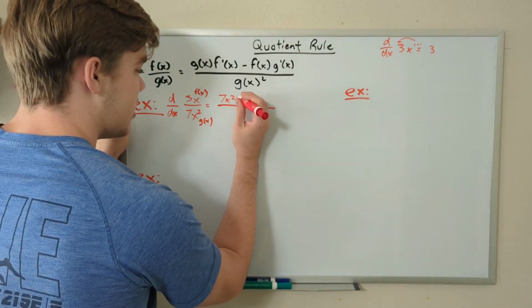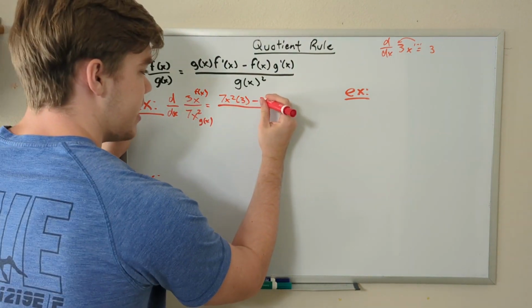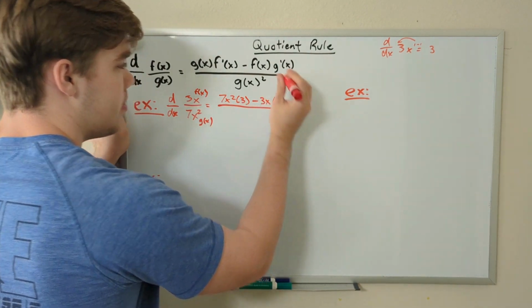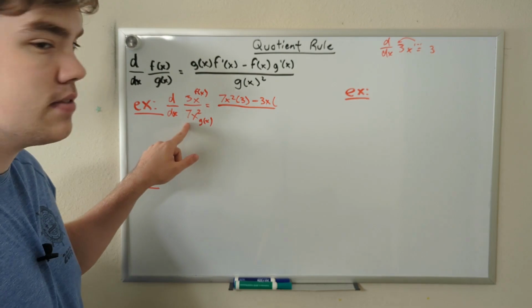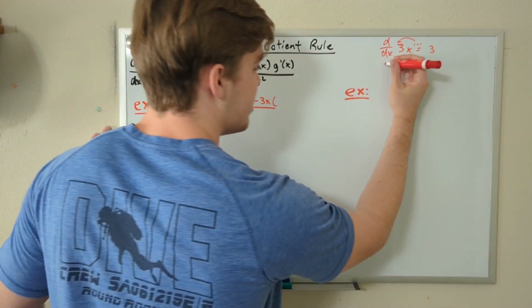So we end up multiplying 7x squared by 3, and now we need to subtract f of x, which is just 3x, and then multiply that by g prime of x, which is the derivative of 7x squared. Let's find the derivative of 7x squared. Let's do that over here.